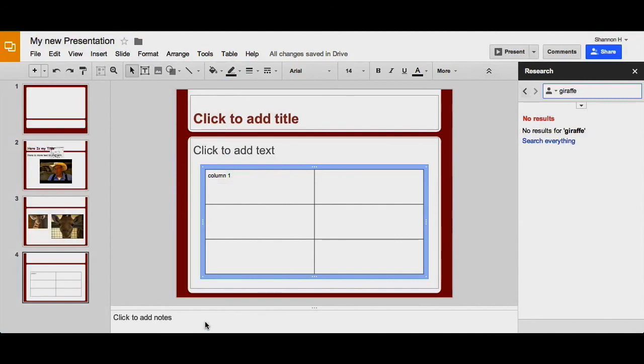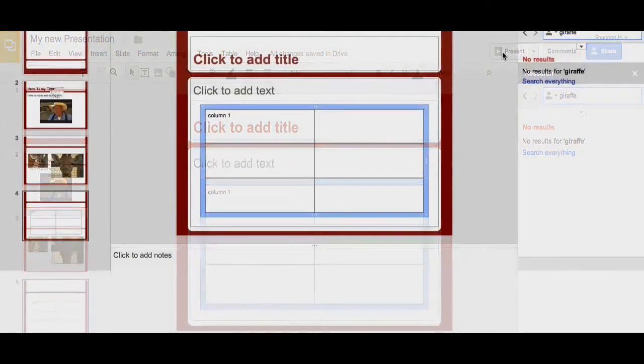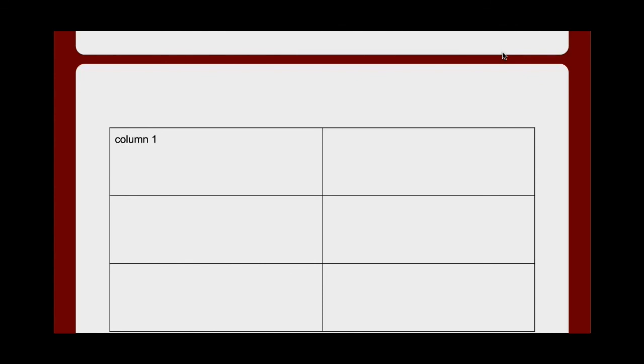When you're all done with your presentation and you're ready to present it to an audience, in the upper right-hand corner, you'll see a Present button. When you click on it, it opens your screen to full screen, and you can click through your slides.